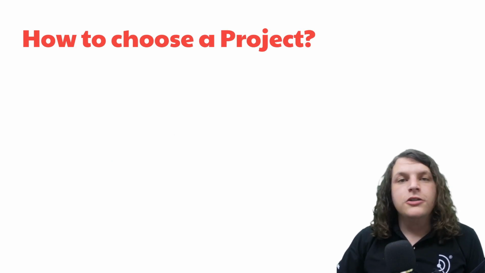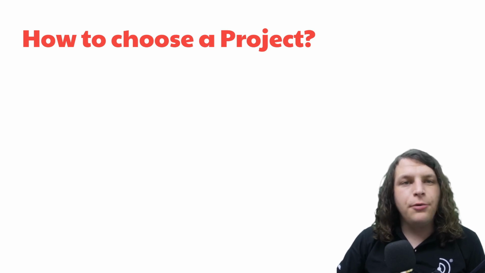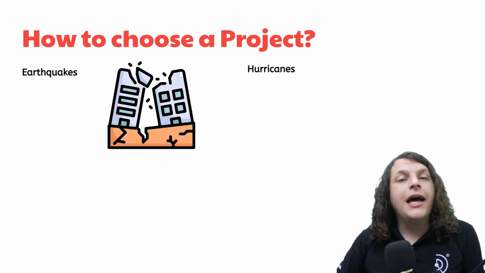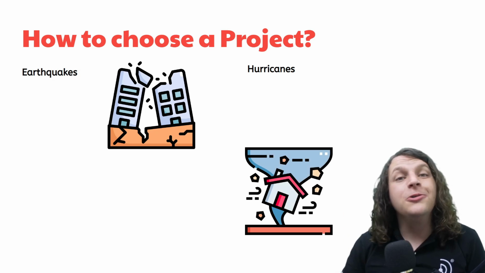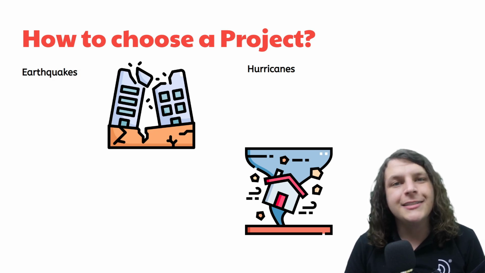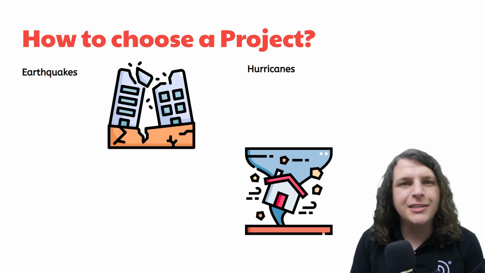So now that we know what the project theme is, how do you go about choosing a project? I would recommend choosing a natural disaster first. This could be something like an earthquake or even something like a hurricane. Once you have chosen your natural disaster, you need to then do some research into the effects that that natural disaster has. Once you have done that, you will get a better understanding of what your project needs to do to help with that natural disaster.